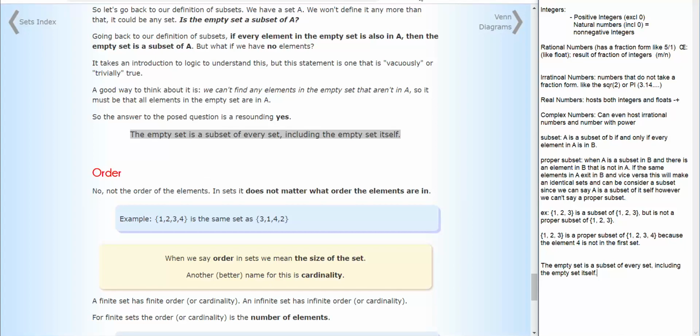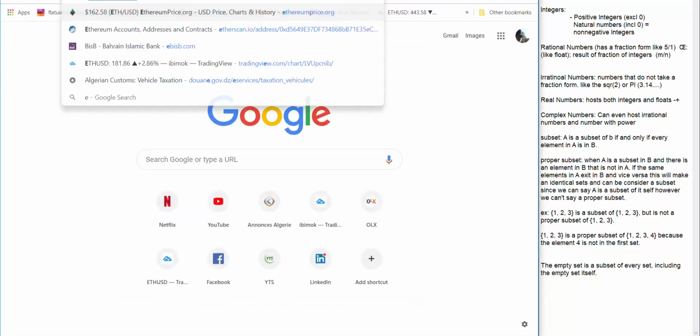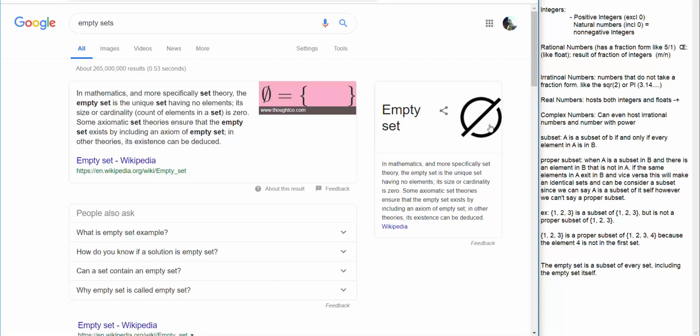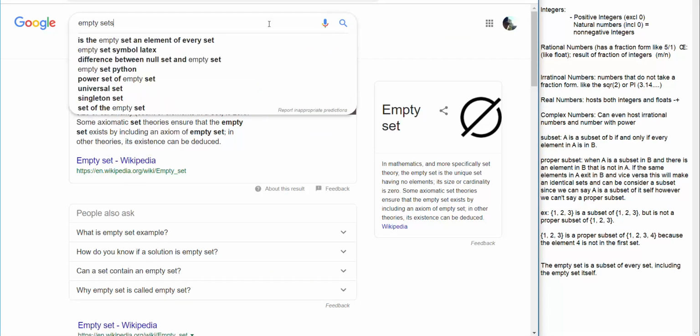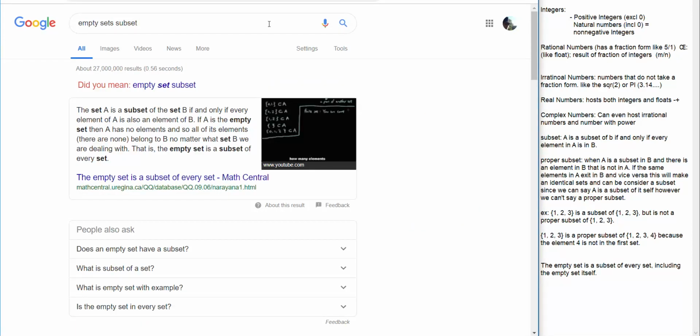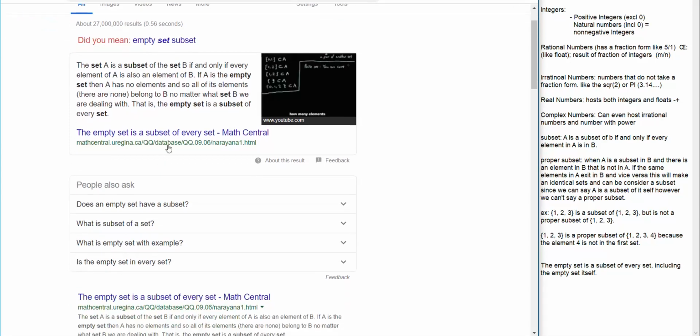Now we need to check. Let's try to Google empty sets, and then add empty set subsets, just to have a quick understanding. It's a subset of every set. Alright, looks like we have that.